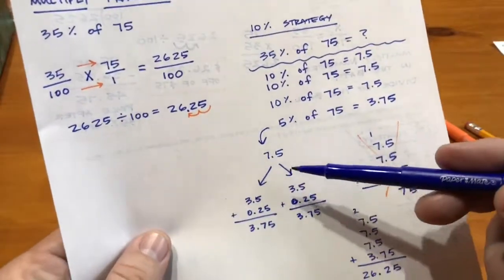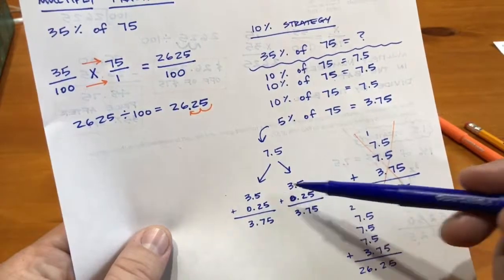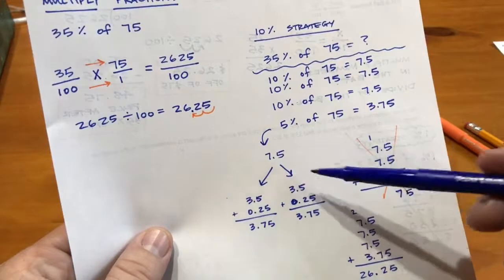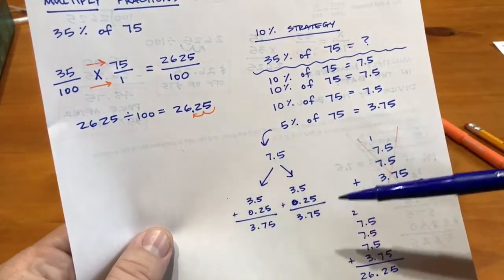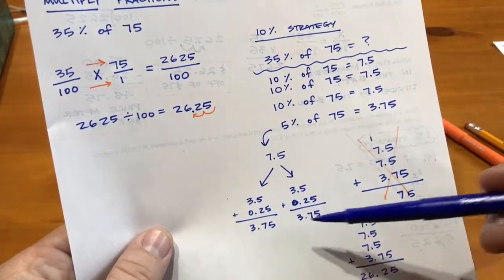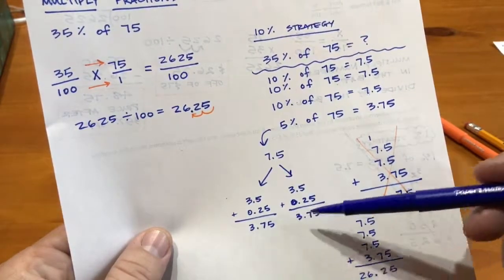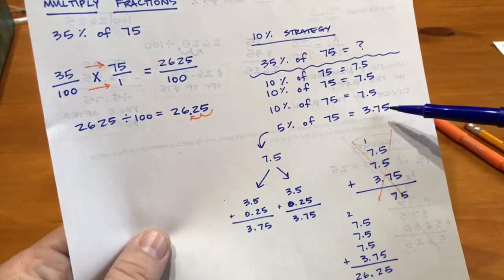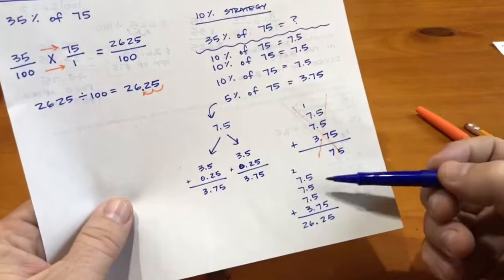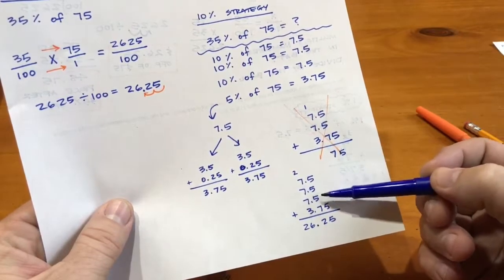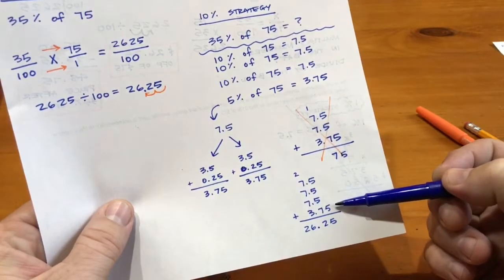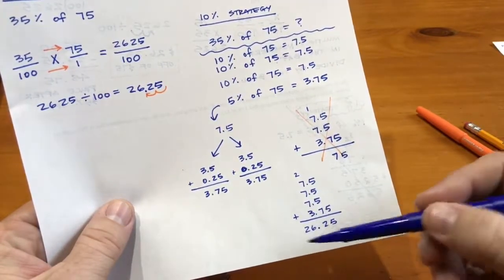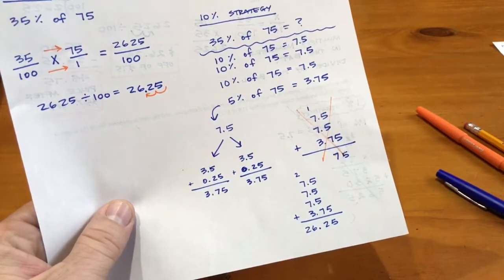So there's my 7.5 that I'm splitting into 2. So 3.5 and 3.5 is 7. And 0.25 and 0.25 is splitting the 0.5 leftover piece, and when you add those together, you got 3.75 and 3.75. You add those back up, you'll get back to 7.5. So 3.75 is the 5% part. So if I take my 10% plus my 10% plus my 10% plus my 5% and add them all up, I get to 35% of 75, which is 26.25 again.